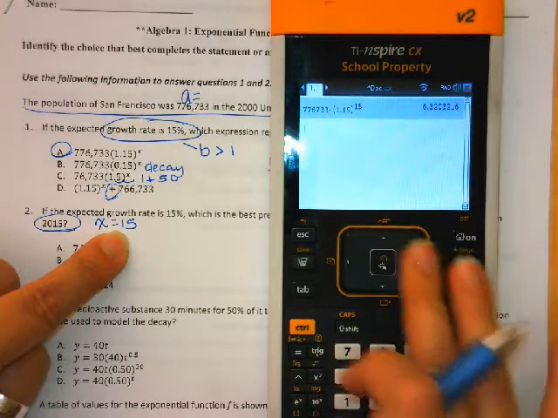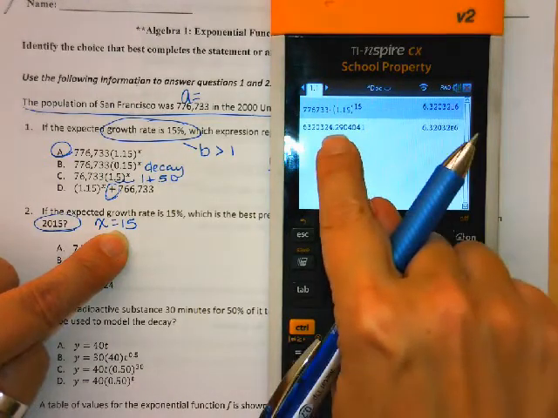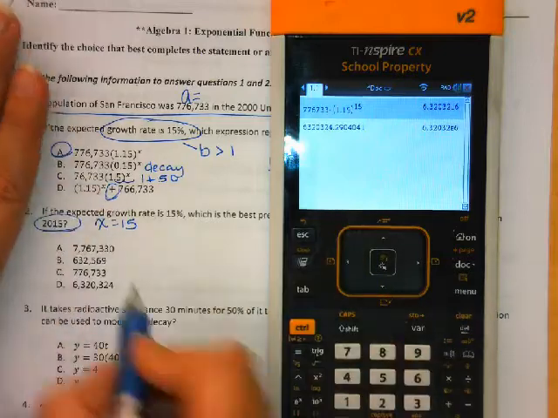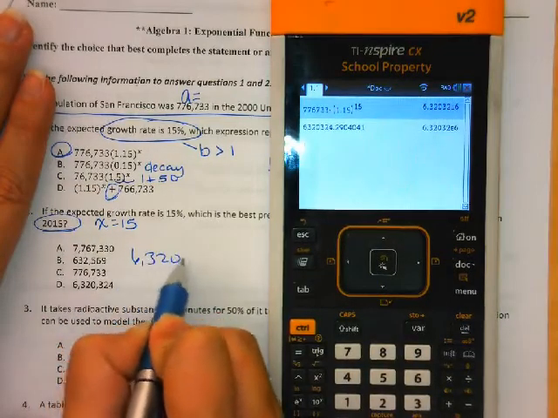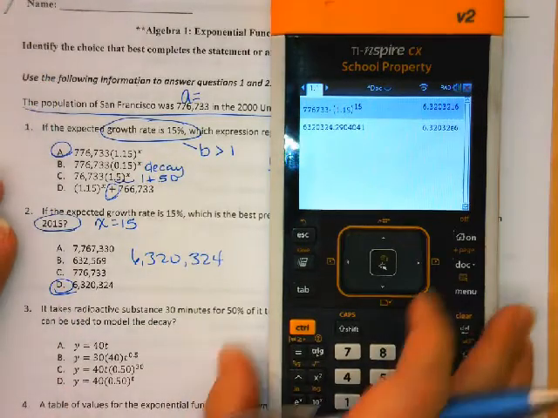Now, this is in scientific notation. If you go up and highlight it and hit enter, it will go ahead and put it in a regular number so we can count backwards. 1, 2, 3, 1, 2, 3. So this is 6,320,324, which is answer D.